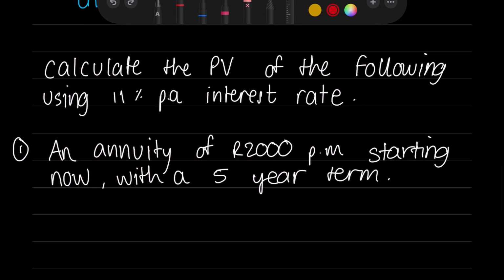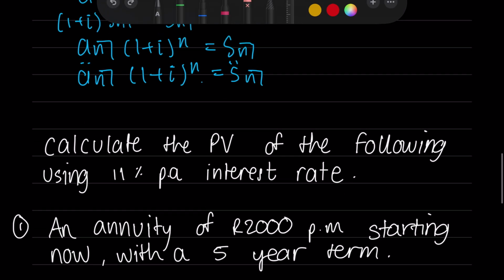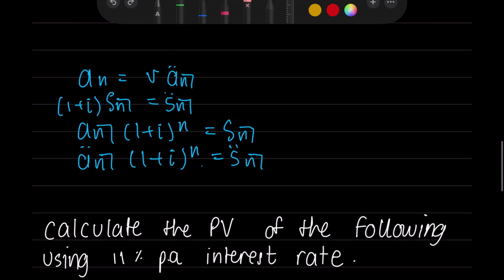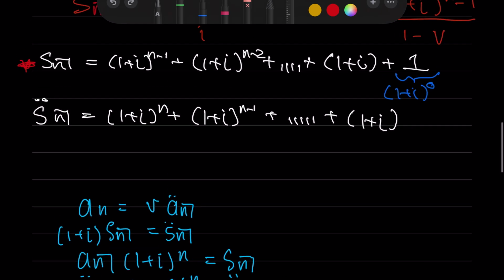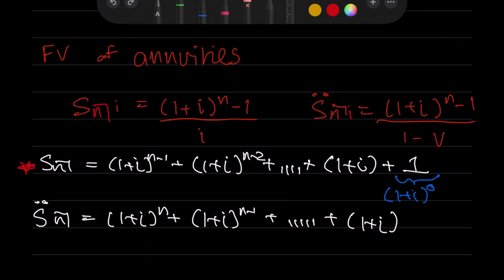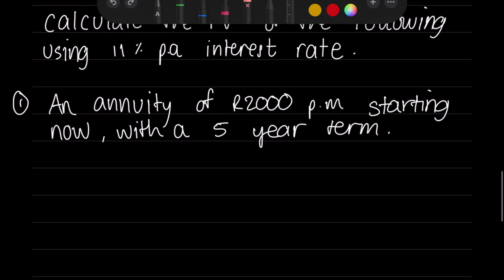So now let's do some examples. Let's calculate the present value of the following using an 11% per annum interest rate. For the first question, I'm also going to calculate the future value of it, not using the formulas, but showing you how I would have done it. As I said, I don't use these two s-n formulas. I don't think I've ever used them, but you can.